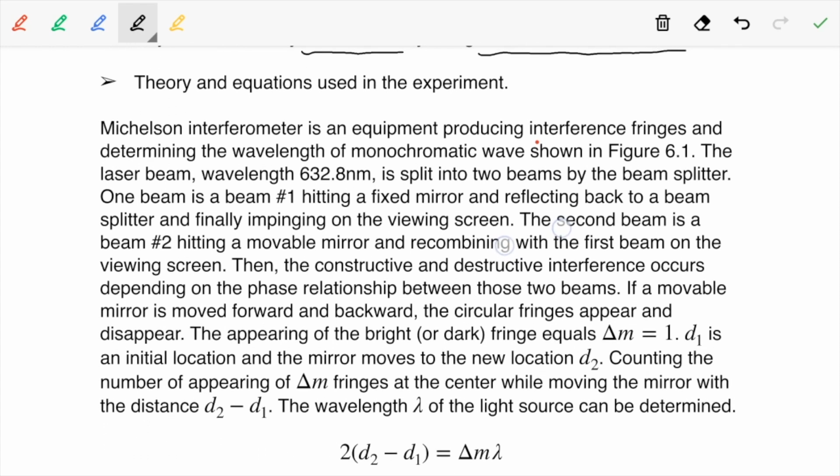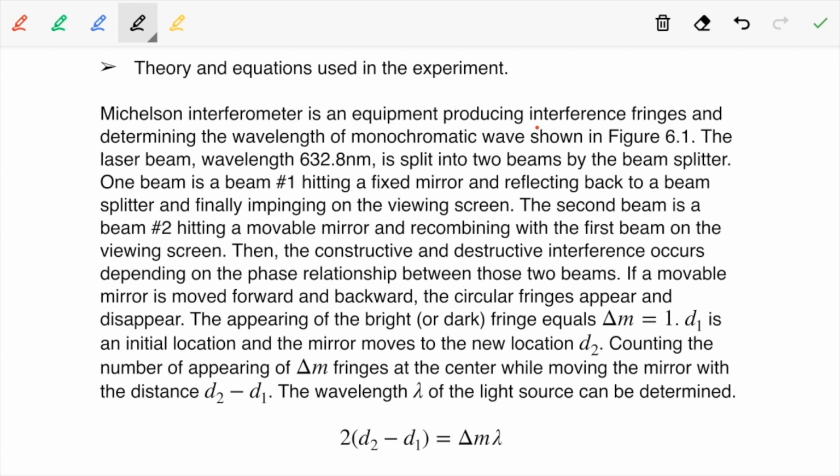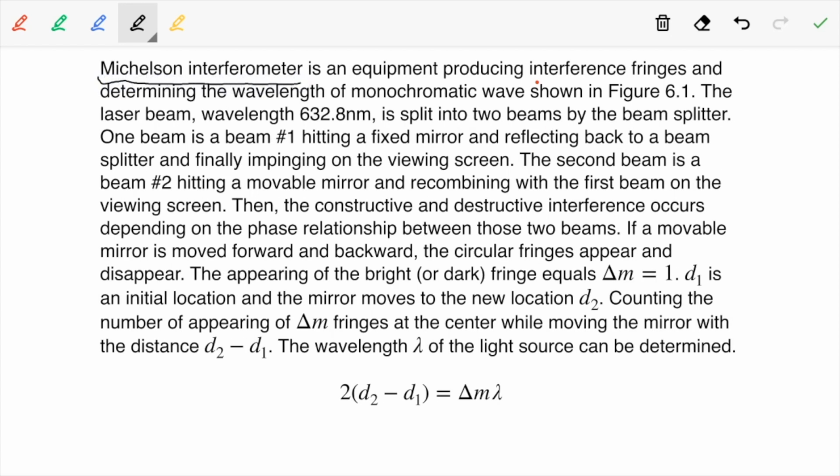Okay, so here is a very big paragraph. We just go through briefly, then we go to the figure of the interferometer, and later that will be more clear. So the Michelson interferometer is an equipment producing interference fringes and determining the wavelength of monochromatic waves. Wavelength is the keyword, shown in figure 6.1. The figure I'll show you later.